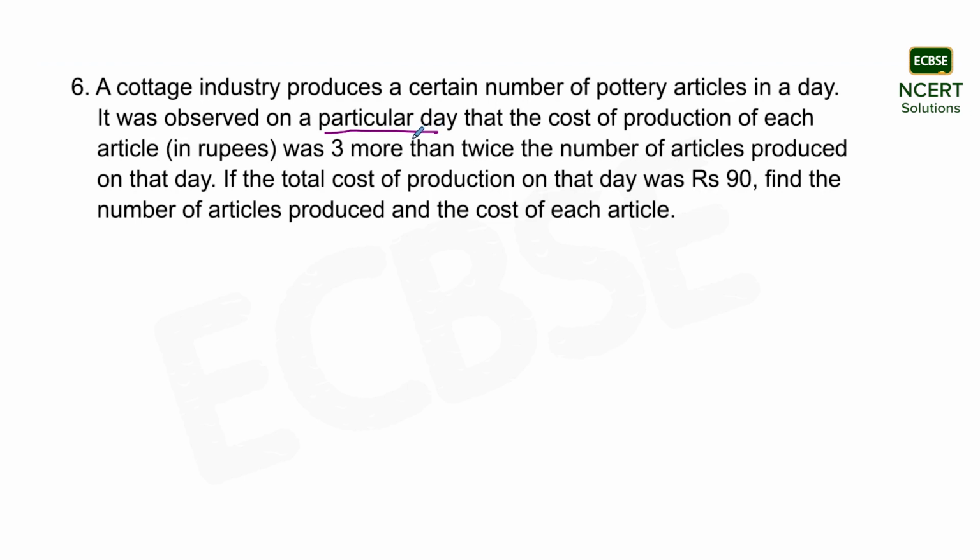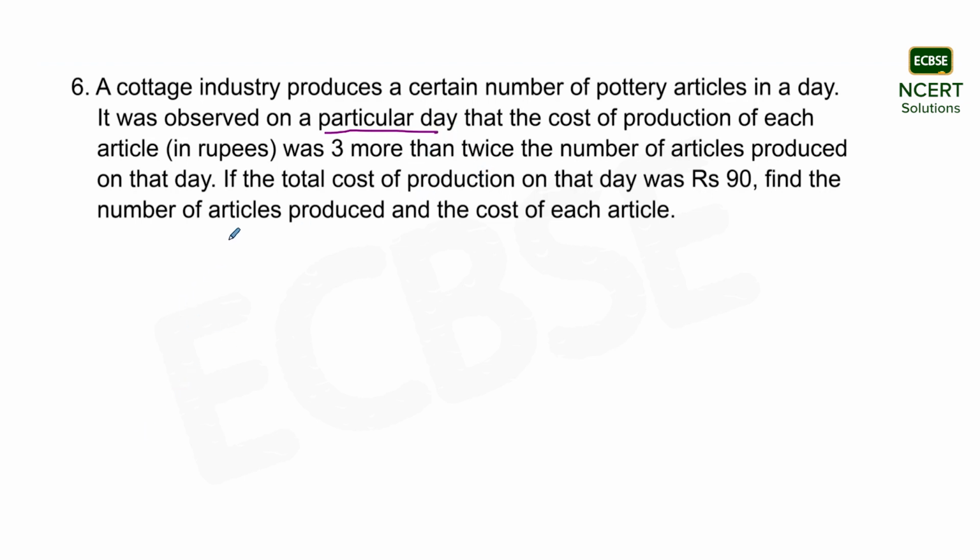So if we read these statements clearly, the information has been provided for one particular day. What is that information? On that very day, the cost of production of each article was 3 more than twice the number of articles. And also it's been given that the cost of production on that day was rupees 90. This means we will be solving our question by keeping this particular day in mind.